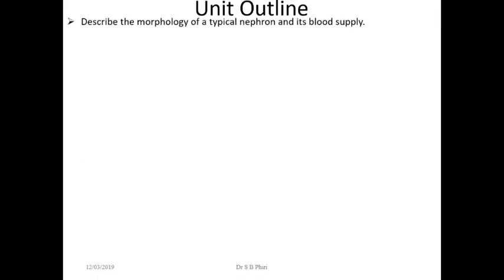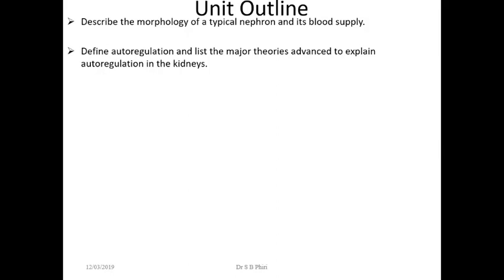At the end of this unit, I expect you as a student to be able to describe the morphology of a typical nephron and its blood supply. So you should be able to draw a kidney nephron and also explain the blood supply to the kidneys. Then you should be able to define autoregulation and list the major theories advanced to explain autoregulation in the kidneys. So you should be able to explain autoregulation. Why is it that the glomerular filtration rate is maintained despite changes in blood pressure? Somebody can be hypertensive or hypotensive, but the glomerular filtration rate is going to be maintained.